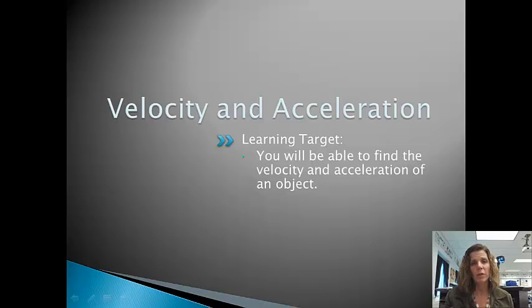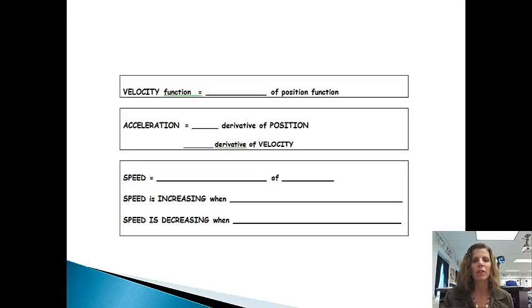When we're working with derivatives, we're looking at how fast things are changing. We're finding the slope. And when we're working with how fast things are changing, one of the main areas that we can study about objects is their velocity and acceleration. So at the end of this lesson, you'll be able to find the velocity and acceleration of an object. Let's go ahead and first of all look at velocity and acceleration.